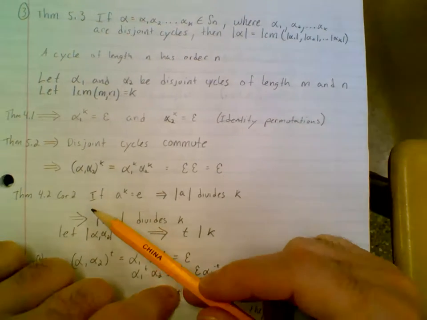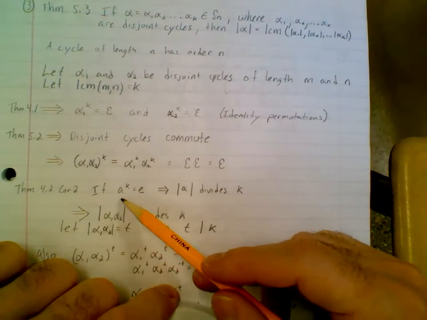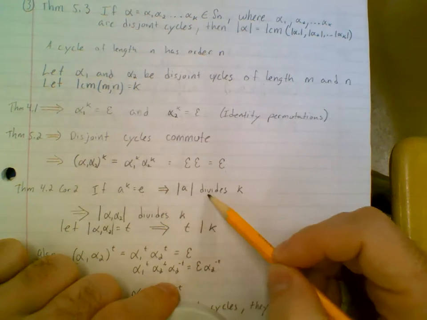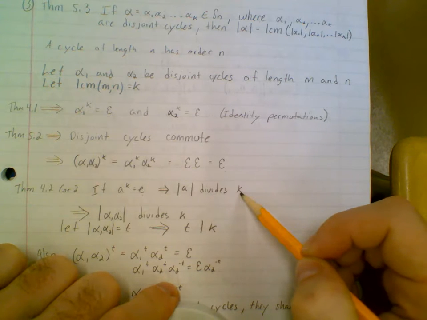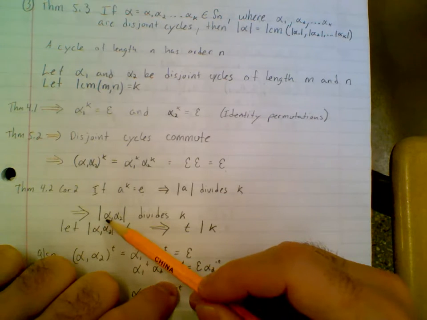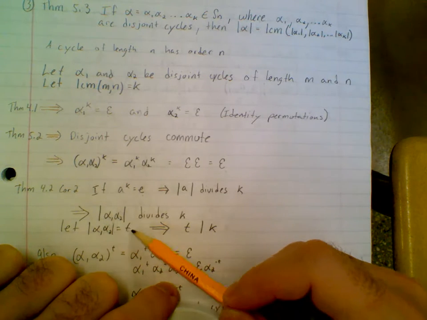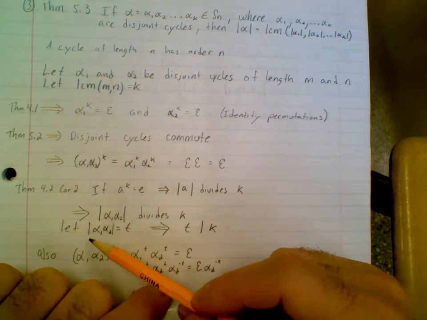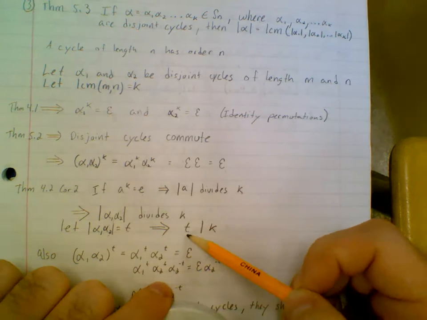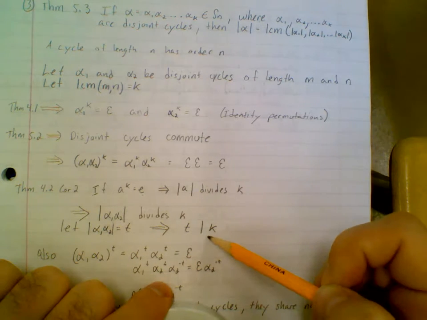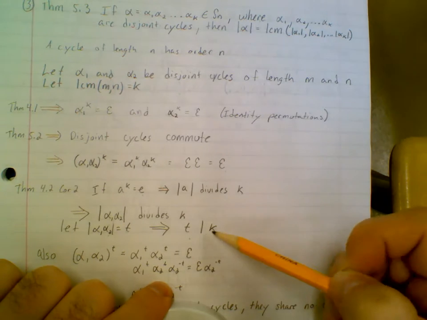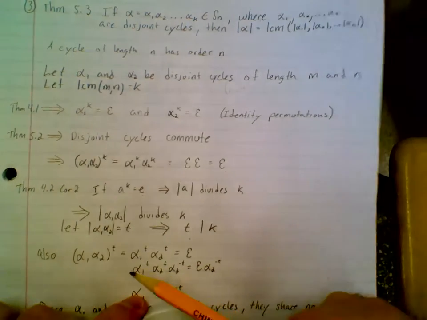Now, theorem 4.2, corollary 2: if a to the k equals e, that implies that the order of a divides k. So we're going to use that to show a very important thing, that the order of alpha 1 alpha 2 divides k. And if we let the order of alpha 1 alpha 2 equal t, that would mean that t divides k. Now, if we can show that k divides t, that would have to mean that they are equivalent to each other. So we'll do that next.